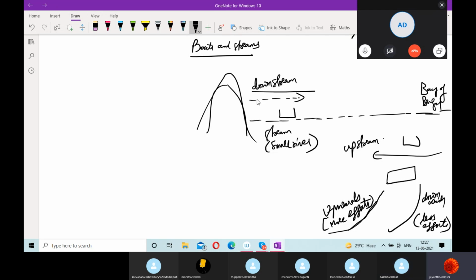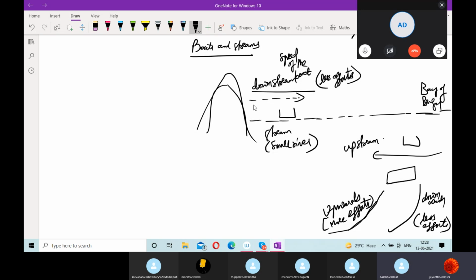In the same way, if you are rowing downstream, less effort. That means your speed, the speed of the boat, would increase because the stream is also moving downwards. In case of a road, you need to pedal, but in case of a river, the river will also flow with some speed. If the river also flows with some speed, that speed would be added to your speed. And the effort becomes very, very less. So it's a very common sense thing.